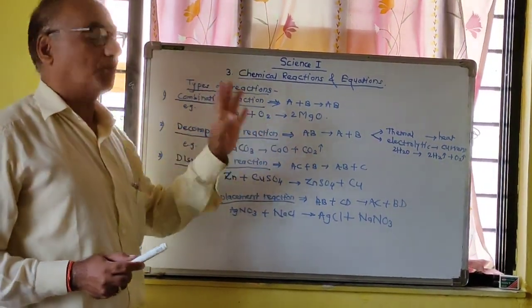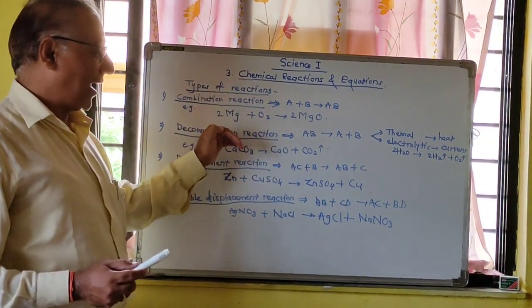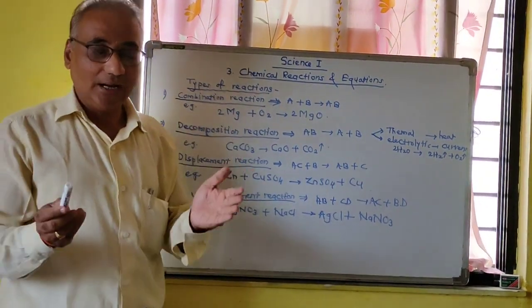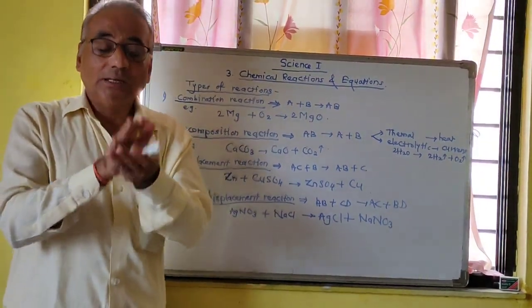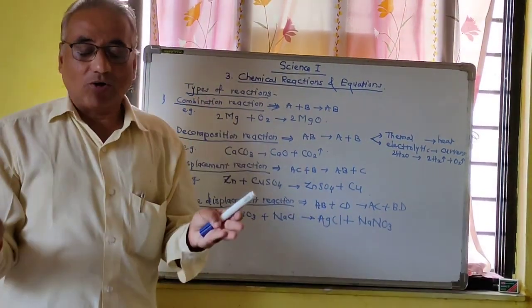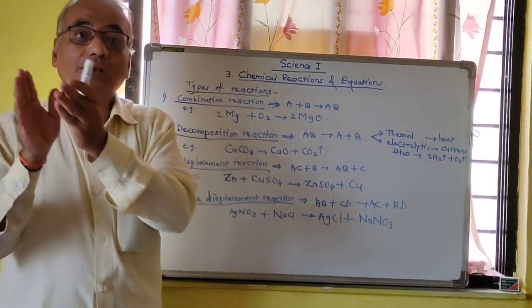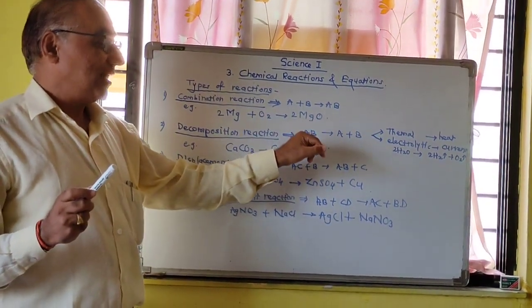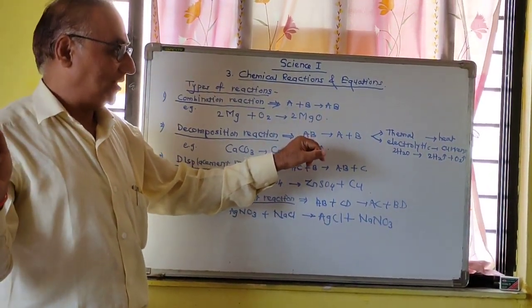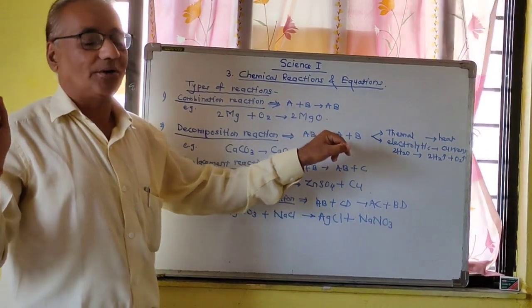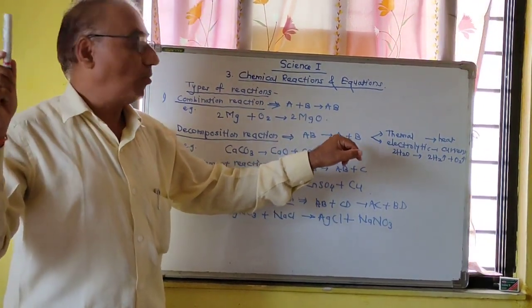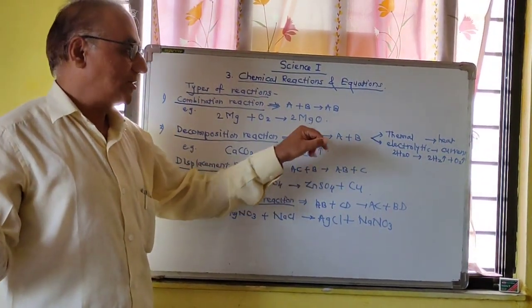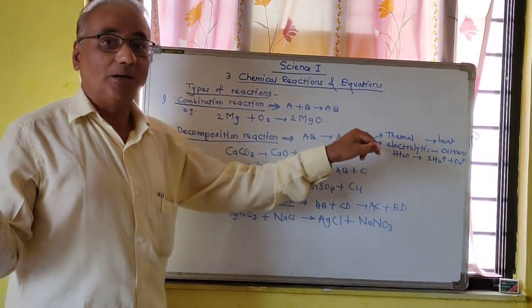Second one, decomposition reaction. This reaction decomposes, right? When there is a composition, you have to break that composition and prepare new substances. Mathematically it is represented as AB. It is a single reactant. This single reactant is converted into two or more products. That is, AB is converted into A plus B.